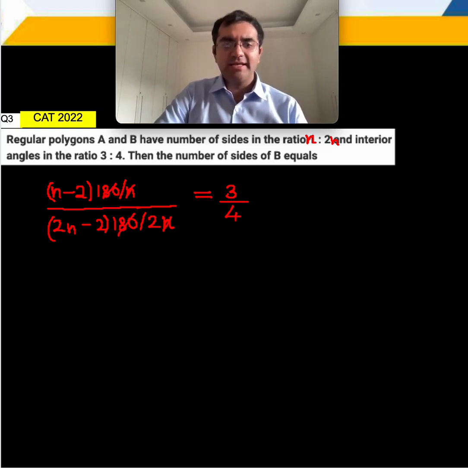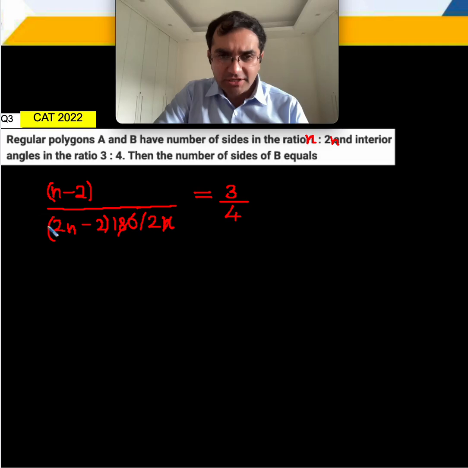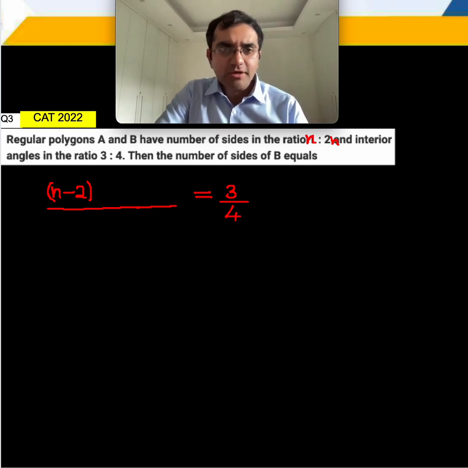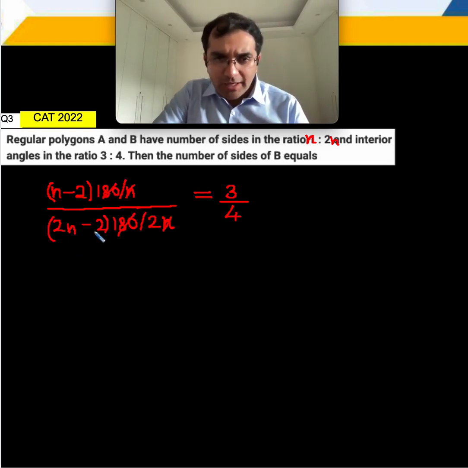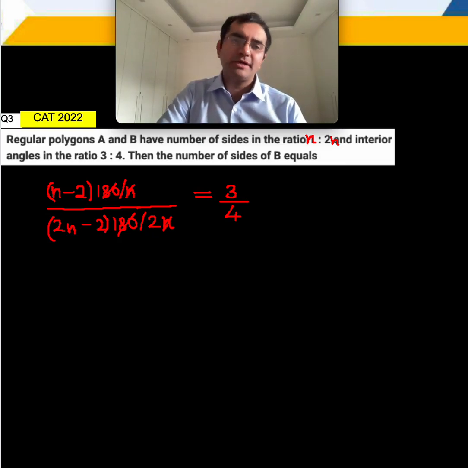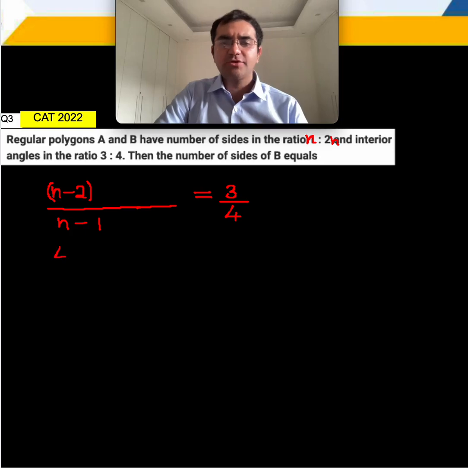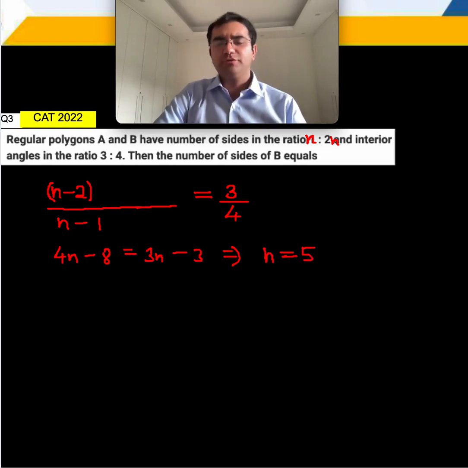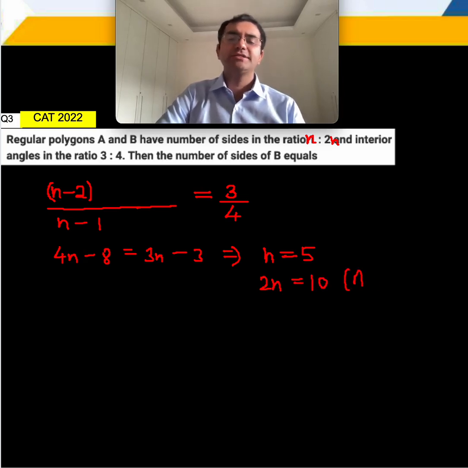180 cancel, n cancel. यहाँ नीचे क्या बचा ये देखो, नीचे बचा 2n minus 2 upon 2 which becomes n minus 1. ठीक है. So नीचे n minus 1 लिख देंगे, क्रॉस मल्टीप्लाई 4n minus 8 is 3n minus 1. So therefore आपका n का वैल्यू 5 हो जाएगा. n is equal to 5. Number of sides of B which is 2n becomes 10. So 10 is the right answer for question number 3.